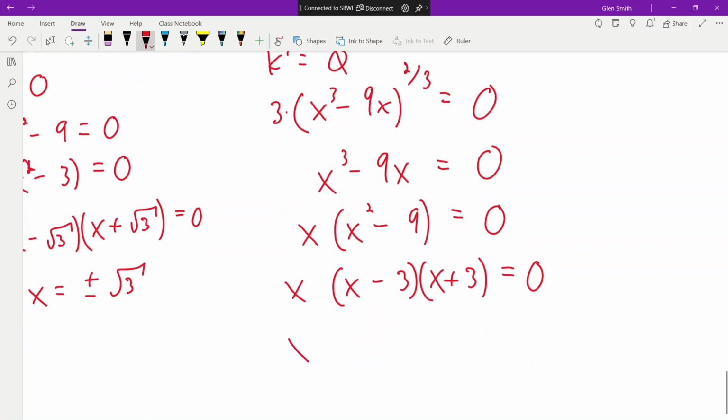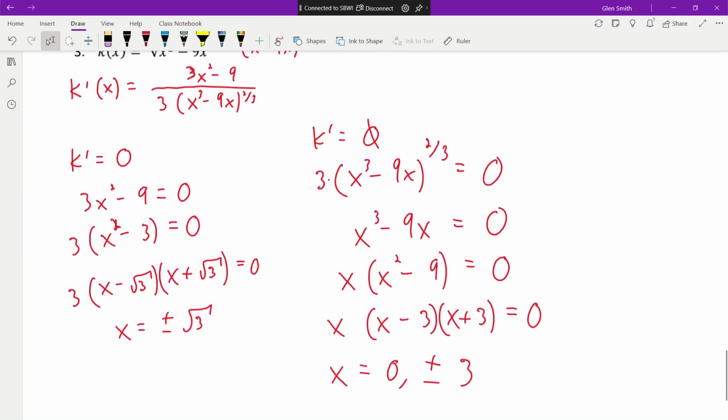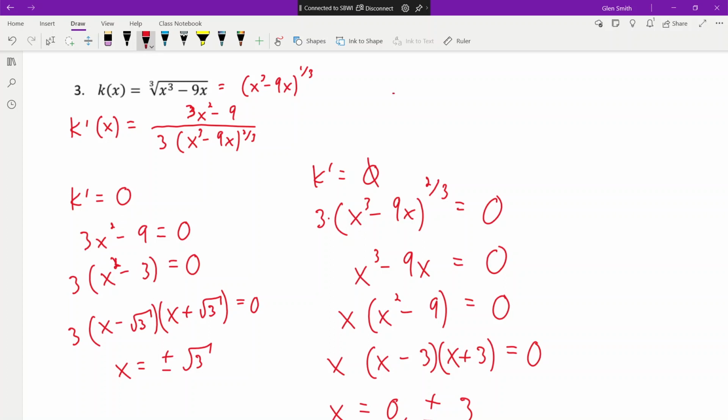So the zeros coming out of there are 0 and plus and minus 3. For this one, sadly, we actually have 5 things to check. All right, we're going to put them in order. We have negative 3, negative root 3, 0, root 3, and 3. We have to check all these intervals because this function's a little bit weird. Keep in mind, root 3 is about 1.7, 1.8. You should know it's between 1 and 2 at least.